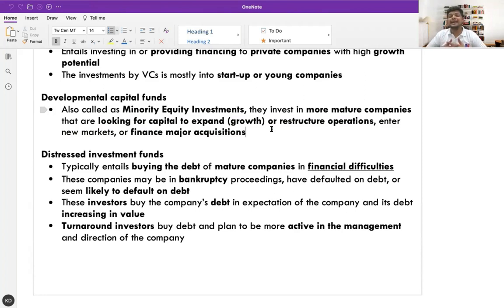So they will enter such companies. They will buy over such companies. That is called development capital funds. They pick up a good amount of stake in such companies, right? So wherever they see growth or value, both, that's where they put the money and they keep a substantial stake so that they get more benefit. And they also get access to the board or to the decision-making. Clear?